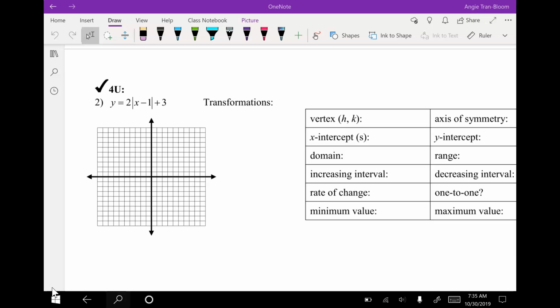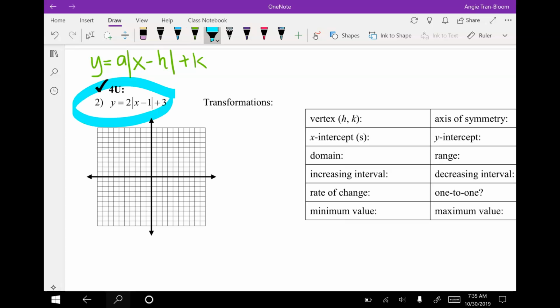Okay, so let's remind ourselves really quickly. Your h and k form for our absolute value function is always y or f of x equals a times the absolute value of x minus h, close up the absolute value, plus k. So in our equation, this is what you are given.